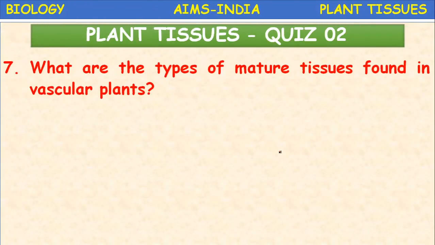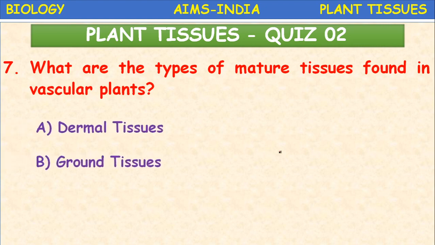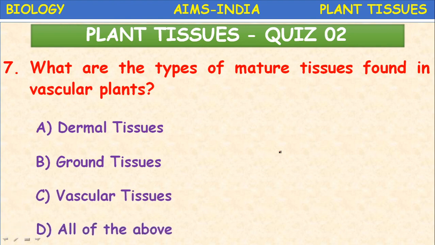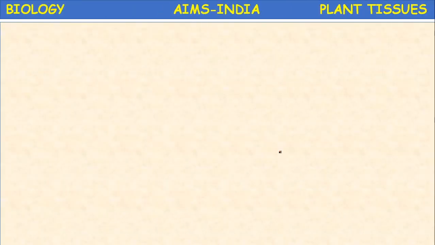Next, what are the types of mature tissues found in vascular plants? Dermal tissues, ground tissues, vascular tissues, all of the above. Okay, what is the answer? All of the above. So after cell division, meristematic tissues or temporary tissues, they finally mature to form the three main types of the tissues: dermal tissue, ground tissue, and vascular tissue. They are mature tissues found in the vascular plants, means higher plants, dicots and monocots.